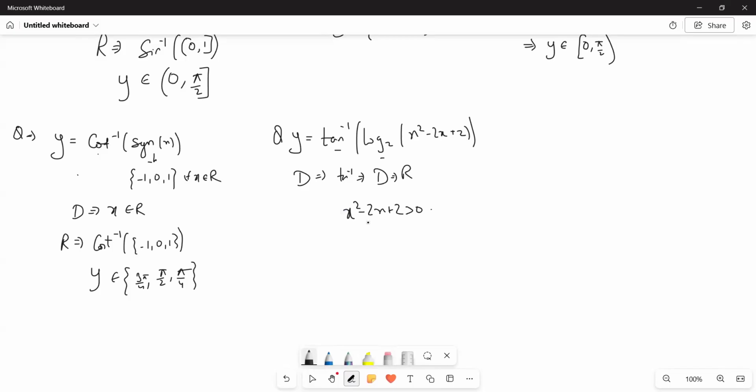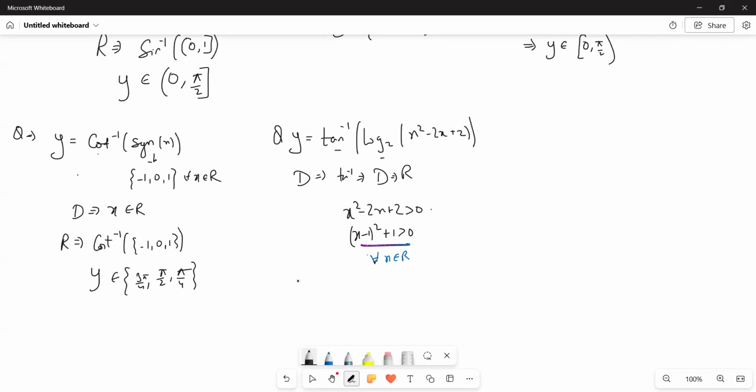Okay, so now we can actually write this as x minus 1 whole square plus 1, which will be greater than 0. Now this entity will be greater than 0 for all values of x belonging to real numbers. So the domain of this function is all real numbers.